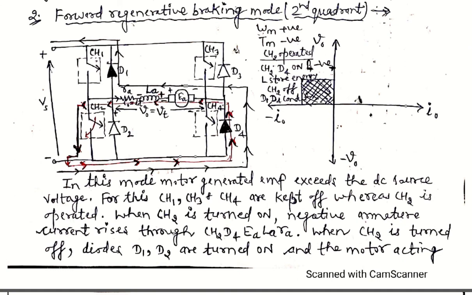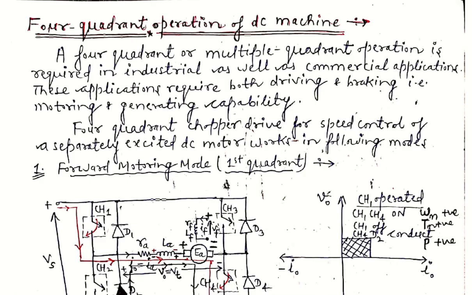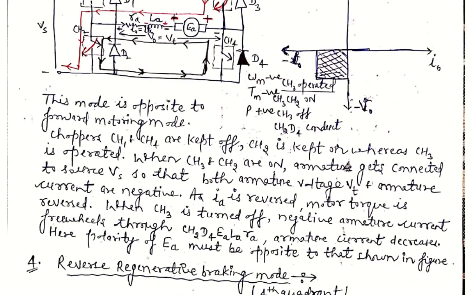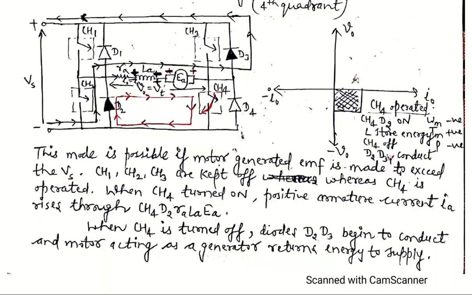So in this lecture we covered two modes of this four quadrant DC machine chopper operation, and in the next lecture we will see the reverse motoring mode of operation and the reverse regenerative braking mode of operation.